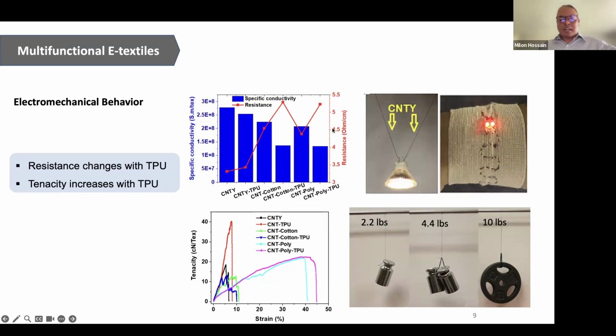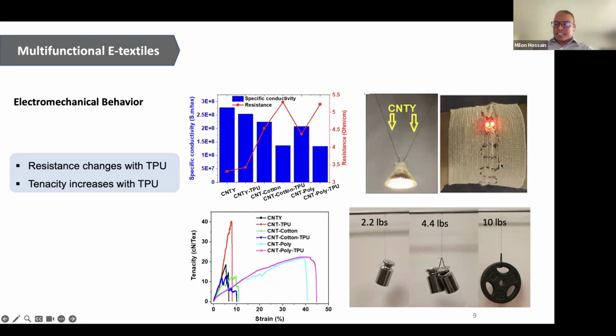But in all cases, the yarn has an acceptable level of resistance, I mean, electrical conductivity. If you compare with other materials, it's not the best in class, but it still has enough conductivity that could be used for smart textile fabrication. So I used two neat CNT yarns to connect a 12-volt LED, and it can be successfully used as an interconnect or wire to power up this LED.